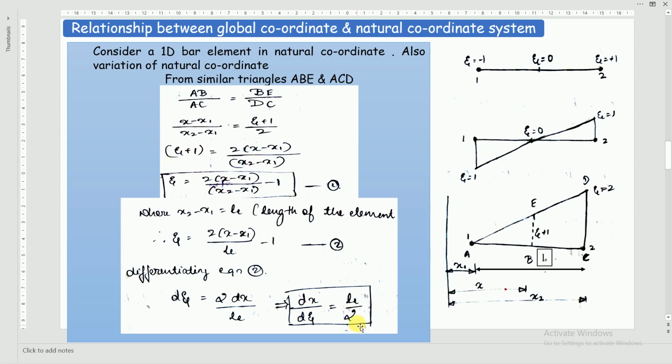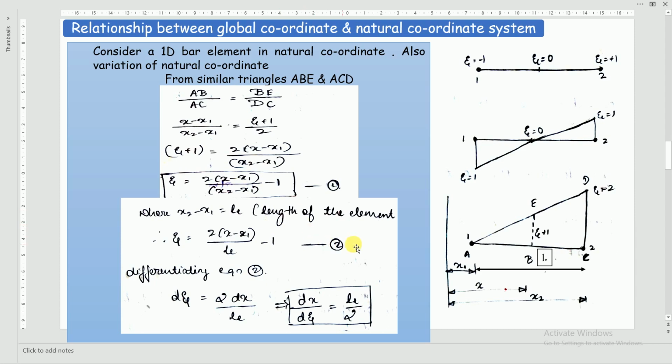This is the relationship between a global coordinate and natural coordinate. Even this can be asked: what is the relationship between natural coordinate and global coordinate? So you have to write this equation: xi equals 2 times of (x minus x1) divided by LE, minus 1, because we'll be using this in the derivations at a later stage, not in the derivations of shape functions for 1D and 2D. Hope you got it.